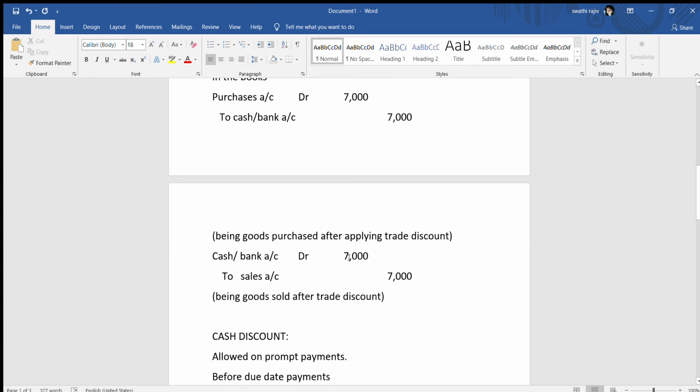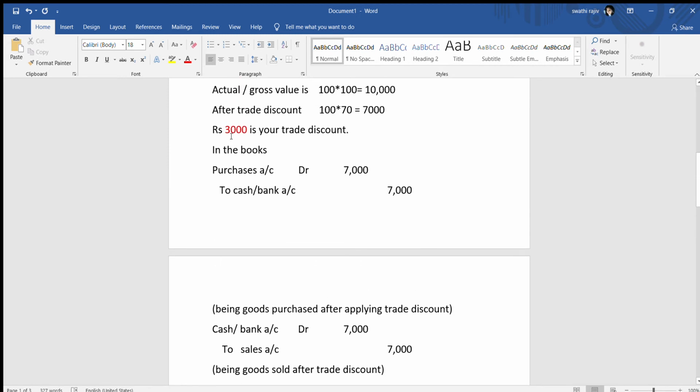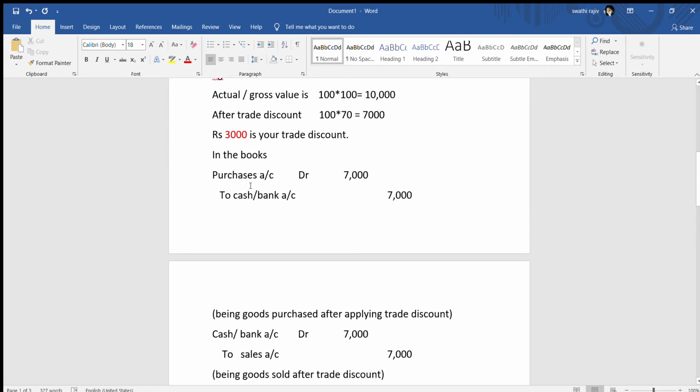This is trade discount. Now tell me, why would people do that? Why trade discount? If you're purchasing goods, guys, trade discount is a great thing for you. Why? Because you are a retailer, you bought it at a lower unit price. Your unit price, instead of 100, was only 70.